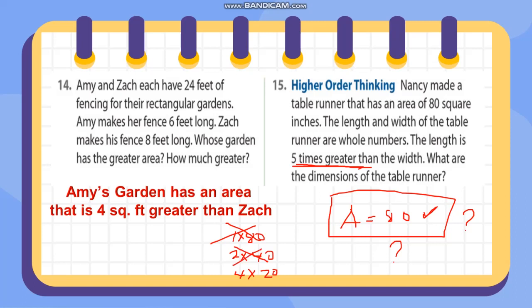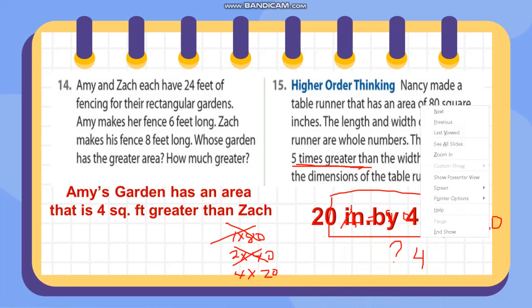Now, 4 times 20. The area is 80, that's correct. Is that 5 times greater? Yes, because 4 times 5 is 20. That's why the dimensions that we're going to use are 20 inches by 4 inches.